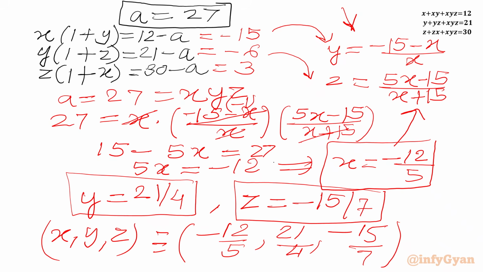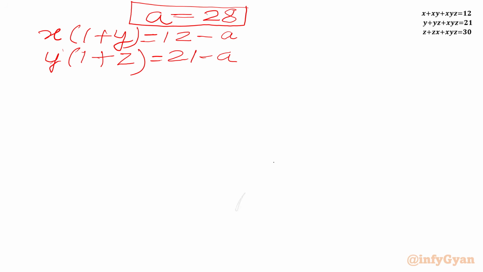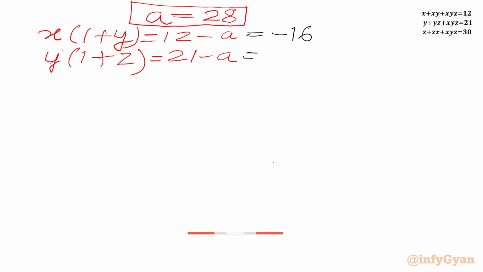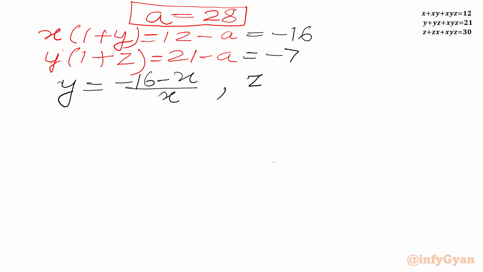Now we have the third case, a equal to 28. Let me write here 12 minus 28 is minus 16. 21 minus 28 is minus 7. Now in the same way we will find y as a function of x. So y is coming out (minus 16 minus x) over x. And from the second equation we will find z. Z is coming out (6x minus 16) over (x plus 16).